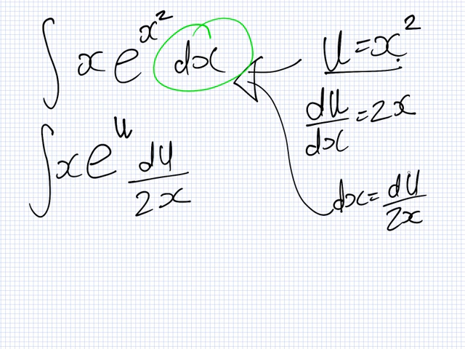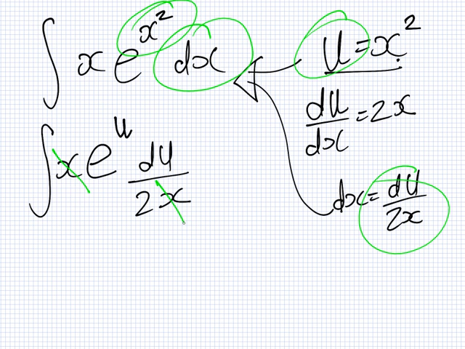This was replaced by this. This was replaced by this here. So what happens here? Integrate. No, not yet. We'll cancel x. You can cancel the x's. Right, so you're left with a half e^u du.